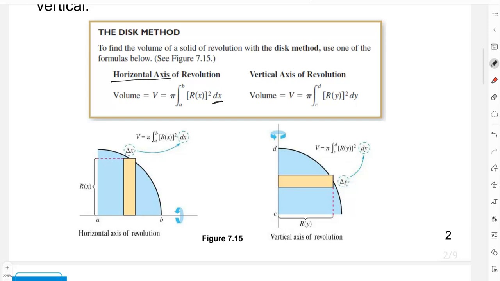If we are revolving about a vertical axis of revolution, to be perpendicular to that, now we're thinking about that height in terms of y. So everything has to be written in terms of y. So we're thinking about that radius this way.